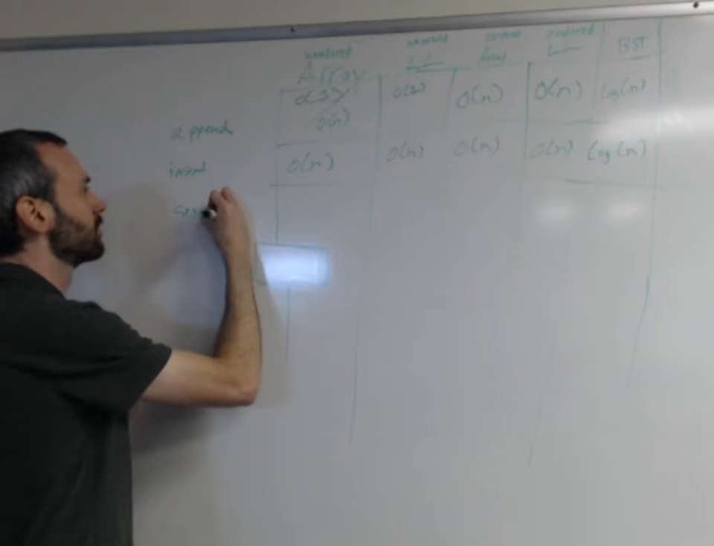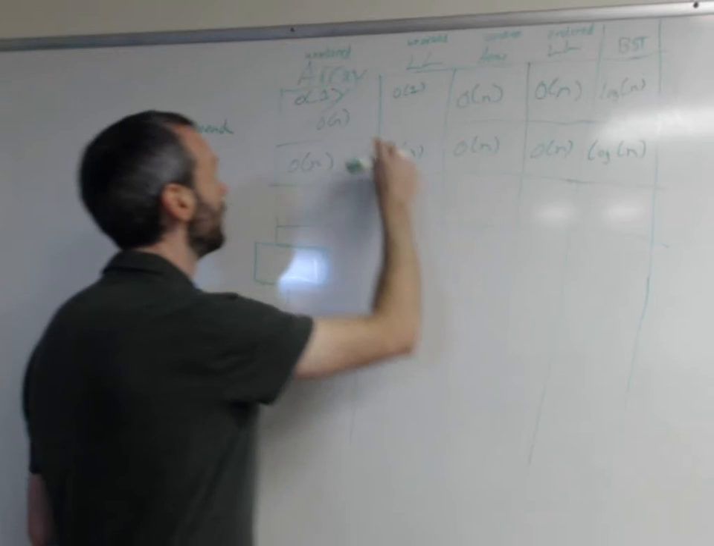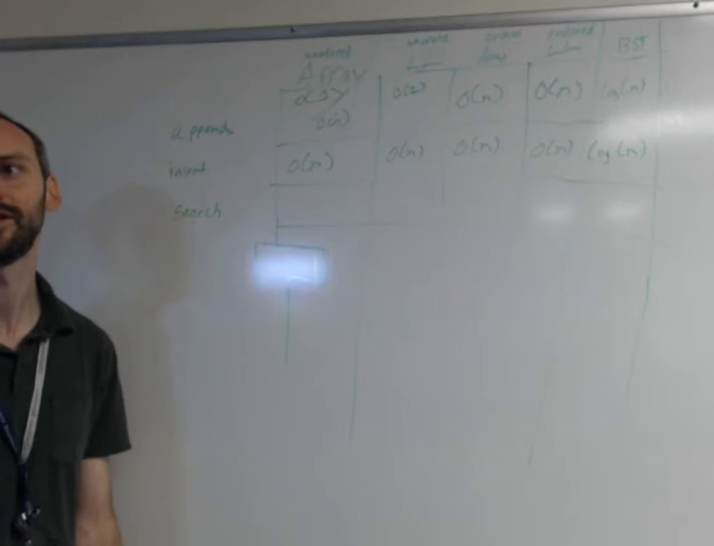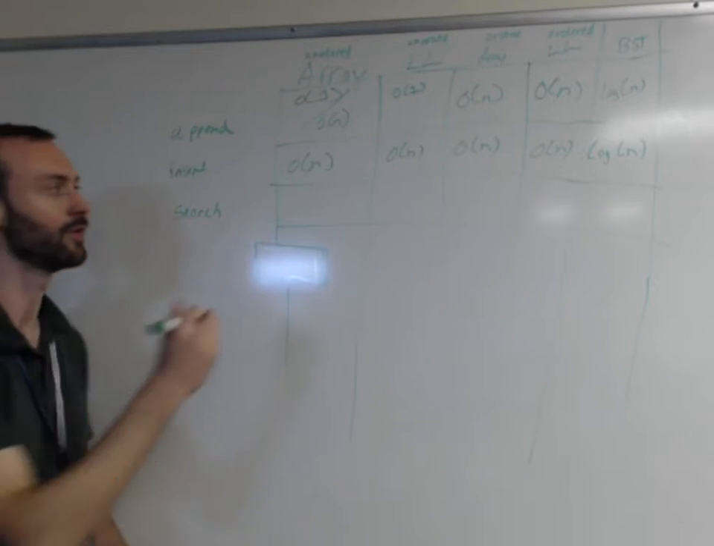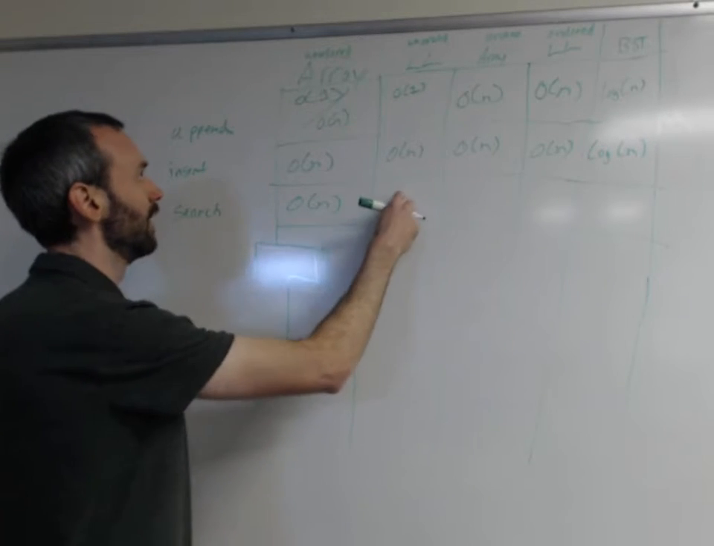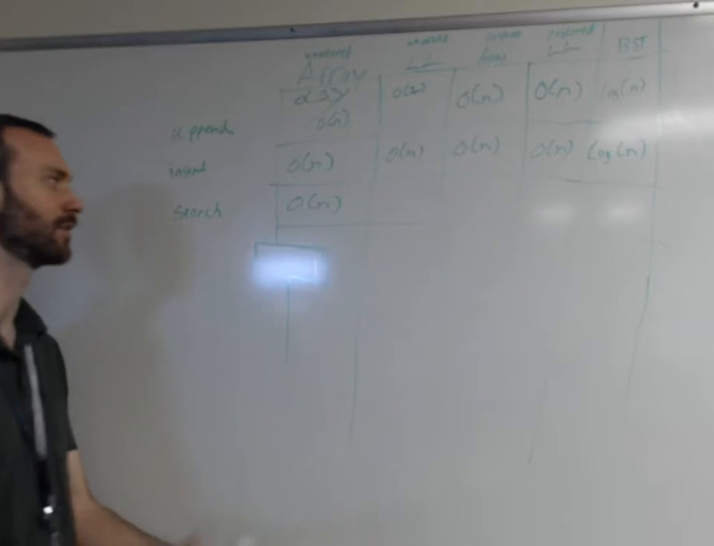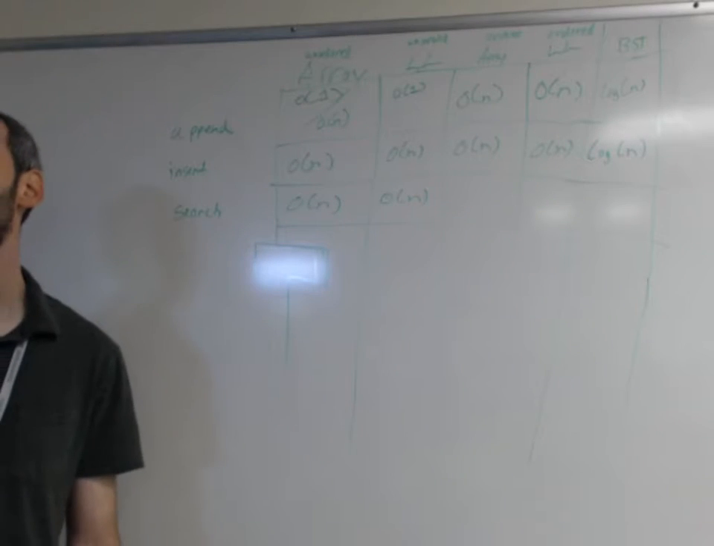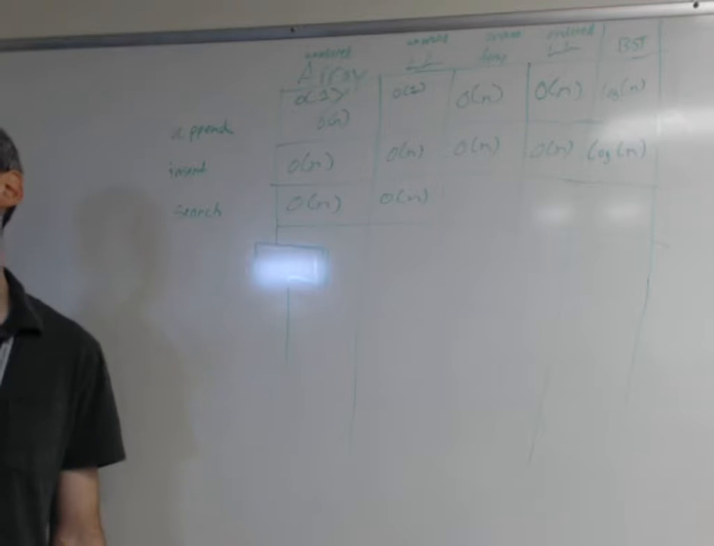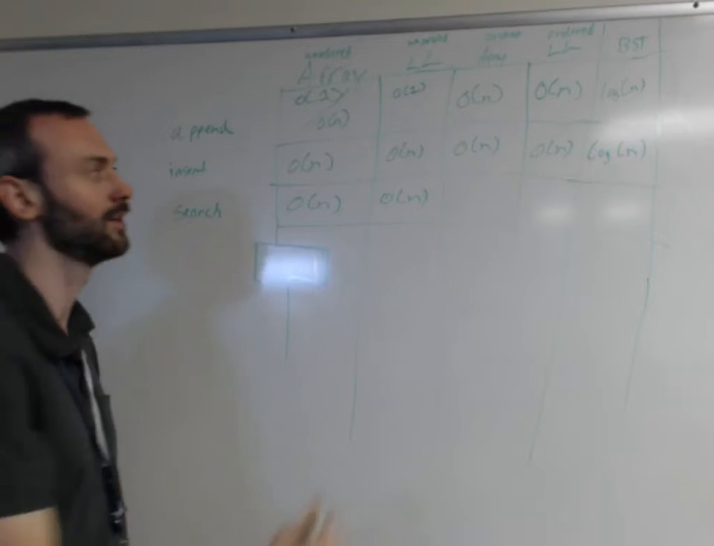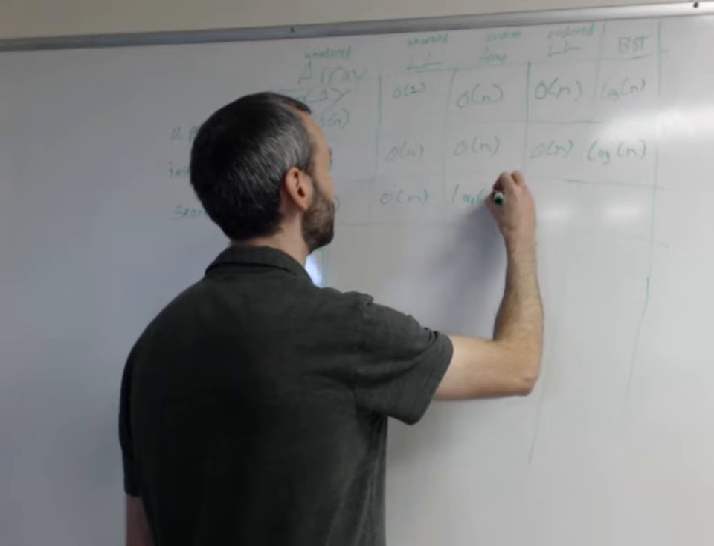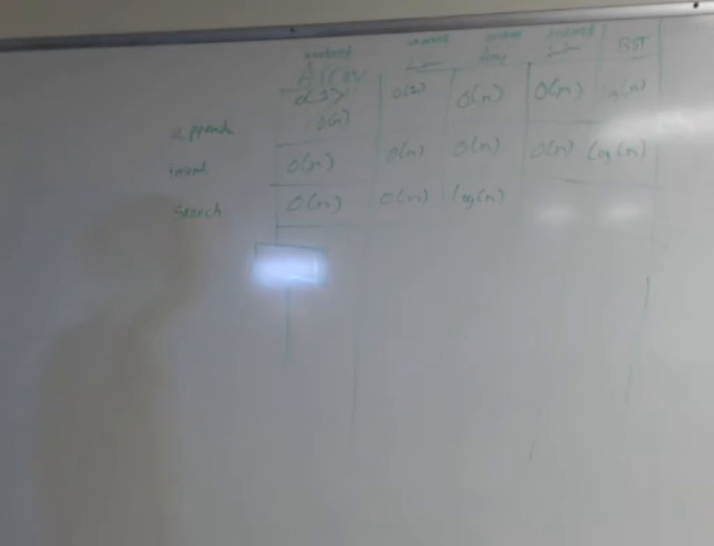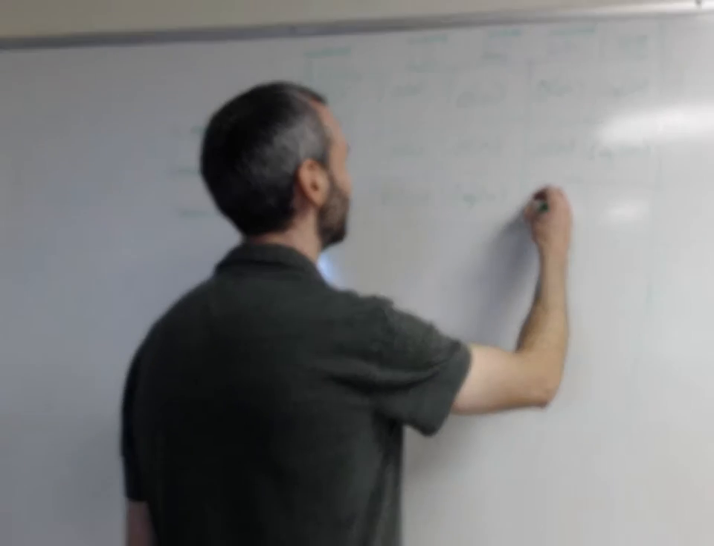How about search? In an unordered array, what do you have to do to search? You have to go through the whole thing. Unordered linked list? Go through the whole thing. An ordered array? You can cut it in half. You can do a binary search on an ordered array, right? So we can do log of n. All right, how about an ordered linked list? We haven't talked about this much because it really doesn't give you much to be ordered. You still have to go through the whole thing.